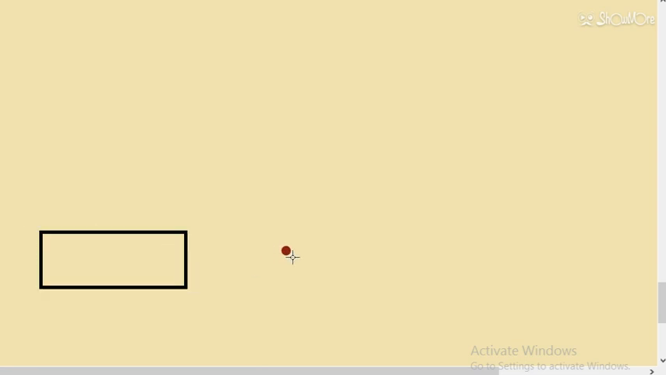Suppose this is a metal surface and some light is incident on it. So here is some light that is incident on this metal surface, and the frequency of this light is mu.